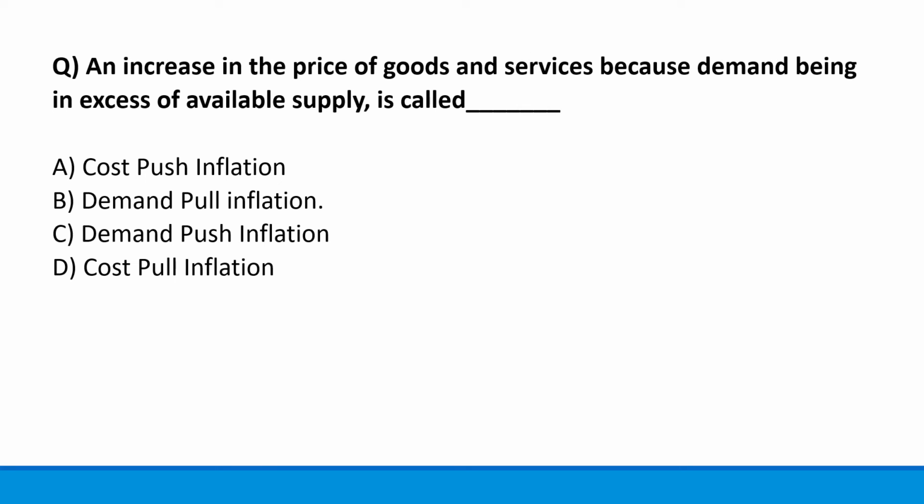An increase in the price of goods and services because demand is in excess of available supply is called option A cost push inflation, option B demand pull inflation, option C demand push inflation, and option D cost pull inflation. The correct answer is option B, demand pull inflation.